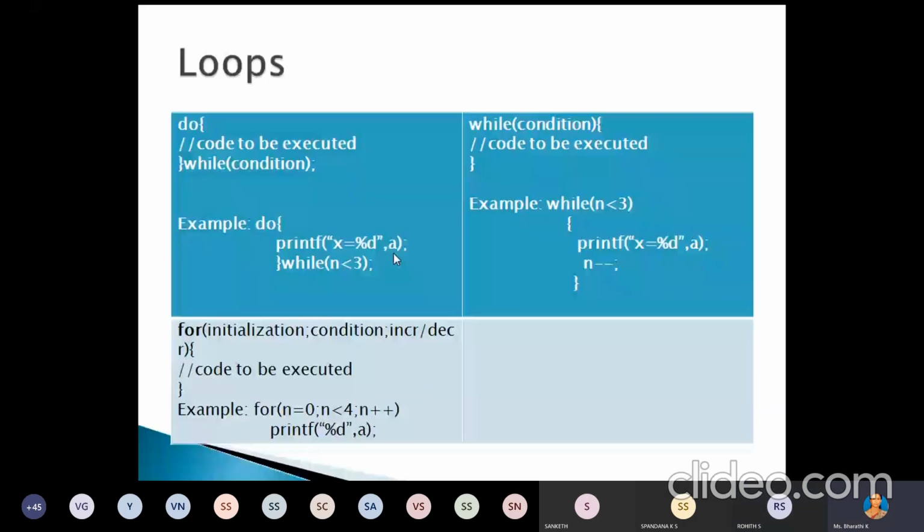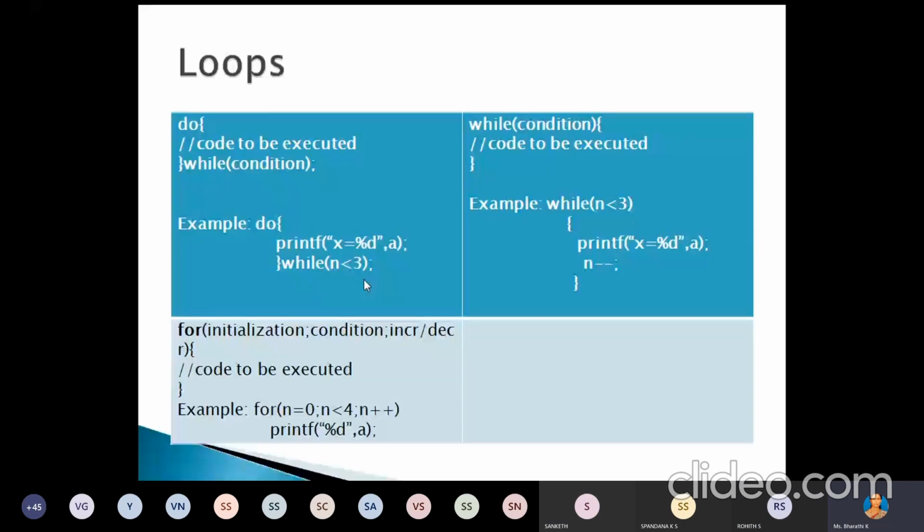For example, here we are just storing the value of a in some variable x, and after storing the value of a in variable x, we are checking whether n is less than 3. Here you can write the increment operator, maybe before this loop or after this loop. We have to increment the value of n. Suppose that is less than 3, execute this, otherwise it will come out of that particular loop.